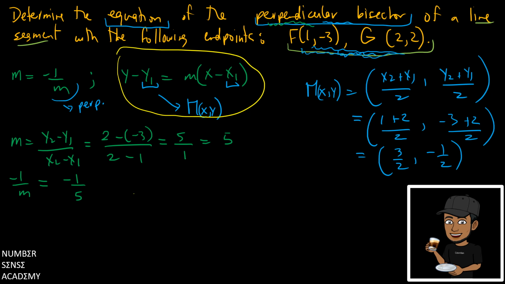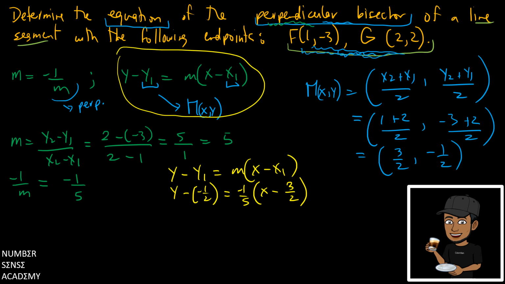So I end up with, y minus y1 equals m times x minus x1. So plug in what I know. I don't know what y is, but I know y1 is negative a half, and m is negative 1 over 5, and x1 is 3 over 2. Negative 1/2 and 3 over 2 come from the midpoint, and negative 1 over 5 comes from the slope.